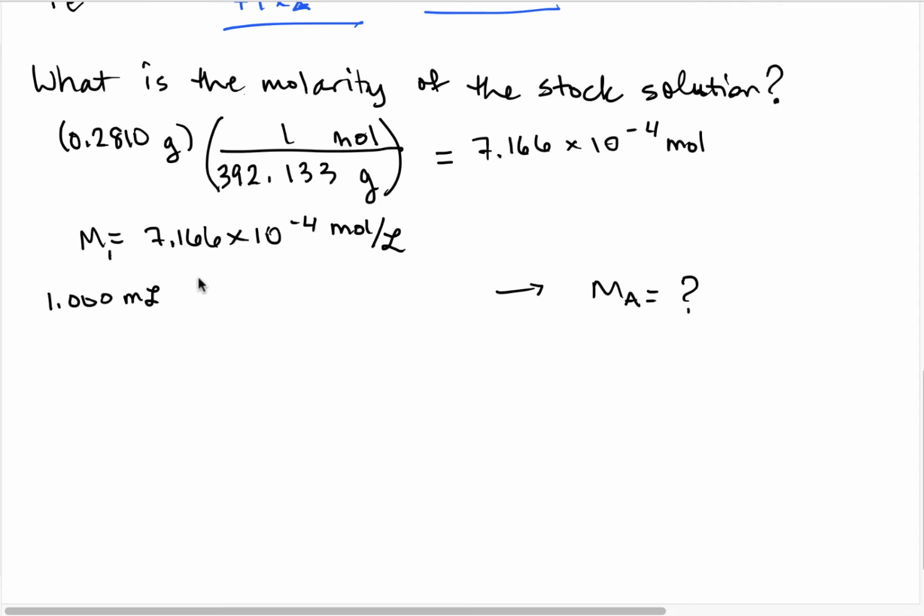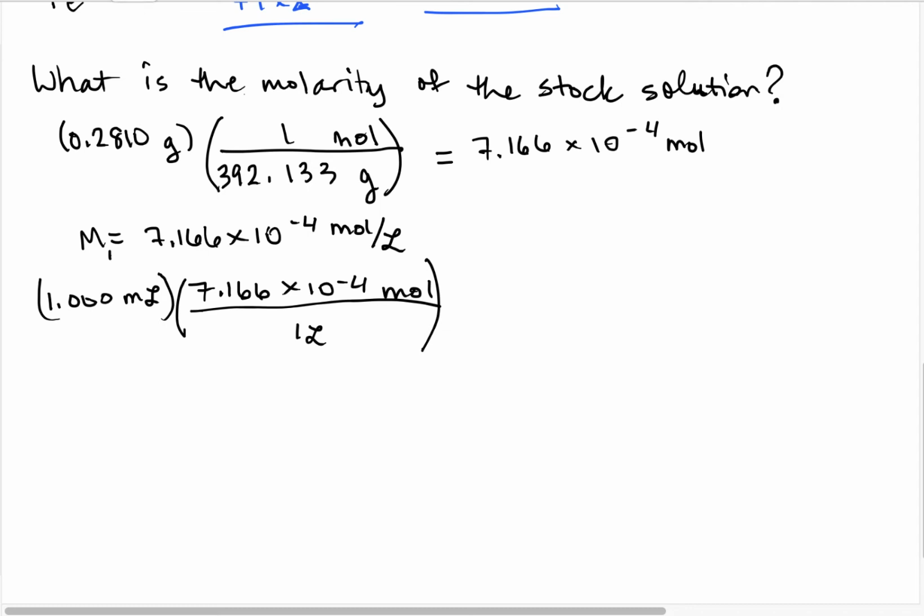Well, it's super straightforward, right? We have 1 milliliter of our molarity, 7.166 times 10 to the minus 4 moles per 1 liter. So I need to convert my milliliters here into liters. 1,000 milliliters is equal to 1 liter. And this is going to get me what kind of units? Let's take a look. Milliliters cancel, liters cancel. We're going to get moles. So this is going to be the moles of the iron compound.